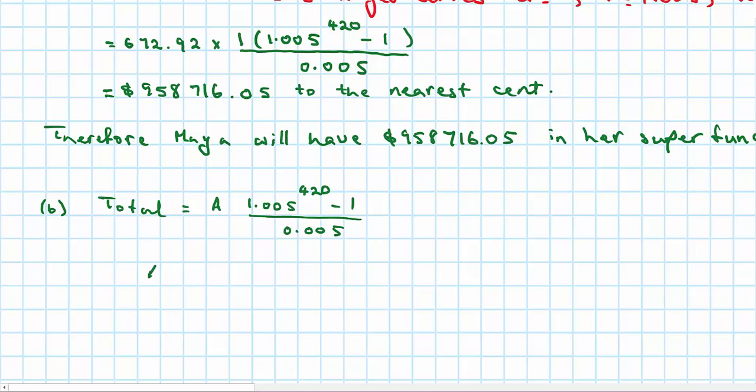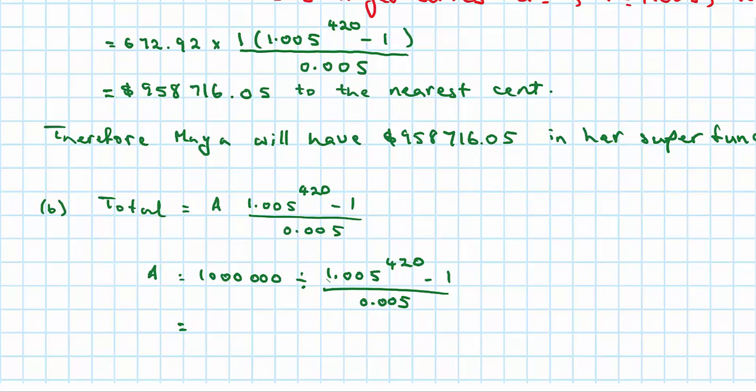So my amount is going to be 1 million divided by 1.005 to the power of 420 minus 1 over 0.005. Let's work that out. That gives me $701.90. So that's how much she needs to invest.